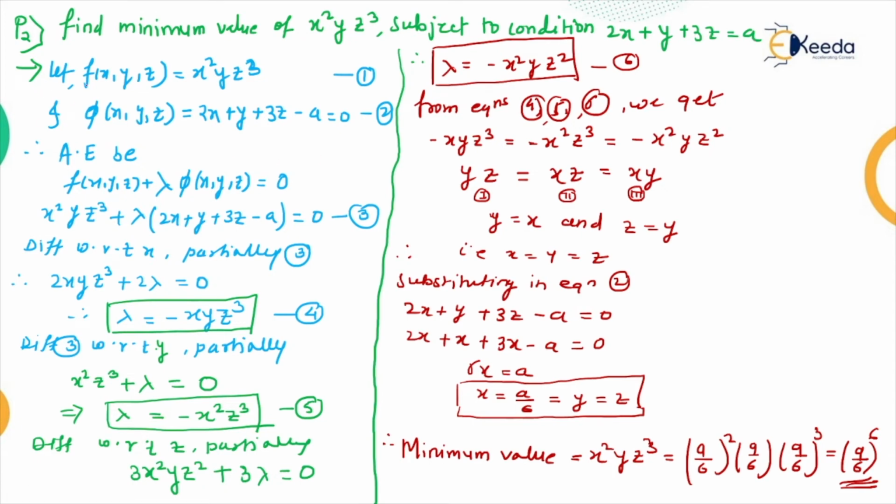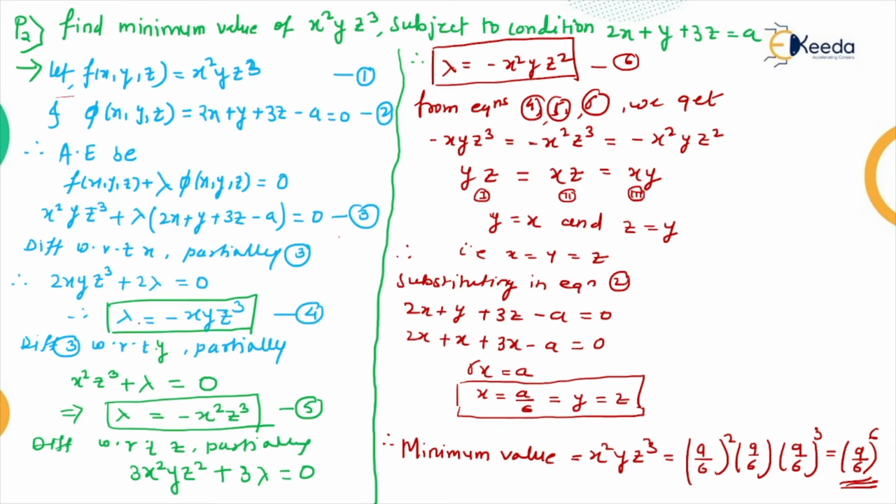Once again, I repeat this answer. First you write f of xyz, second you write the conditional function phi of xyz, then the auxiliary equation is f of xyz plus lambda into phi of xyz, where f of xyz is x square y z cube, plus lambda into 2x plus y plus 3z minus a equal to 0. For reference we label this equation as 3. Now your next target is to differentiate this equation with respect to x, y, z.